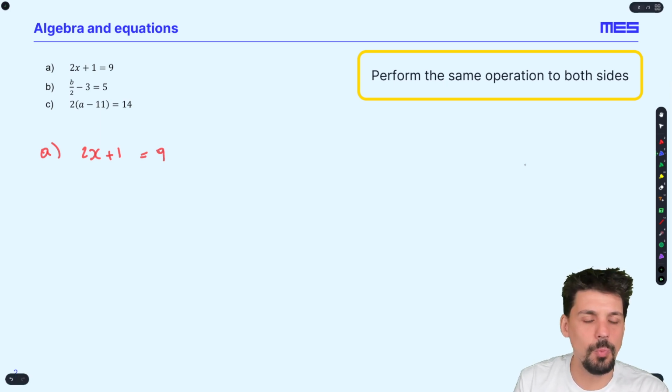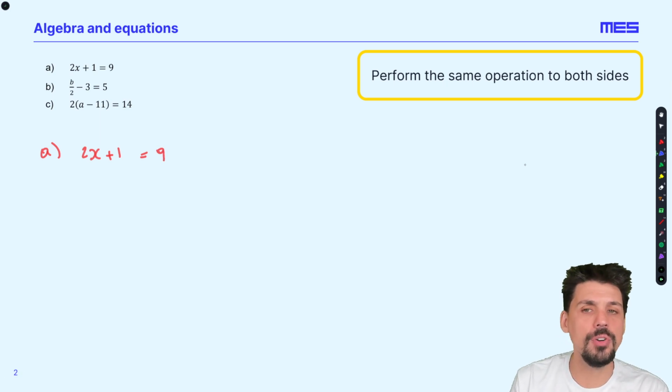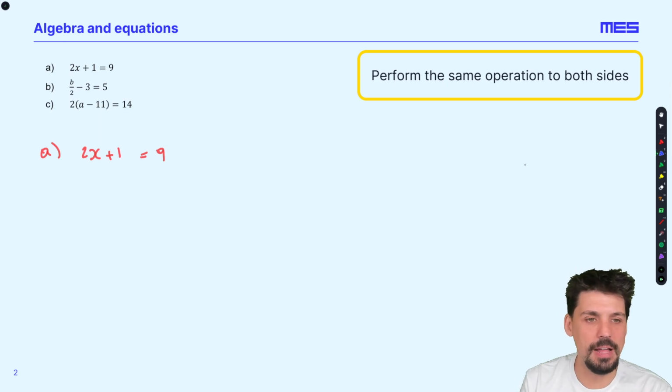And we want to know what x is. So our goal is to get x all by itself. So we've got a plus 1. How do I get rid of a plus 1? I subtract 1 from both sides. So that will tell me that 2x is equal to 8.